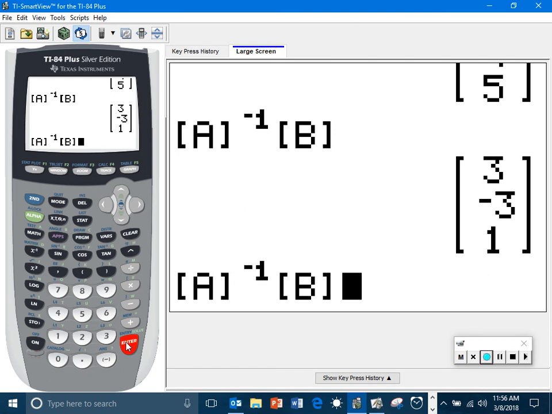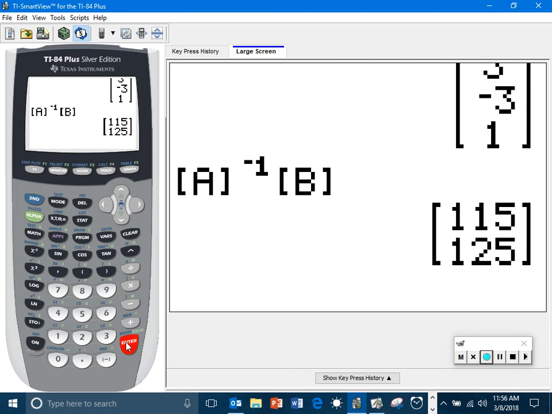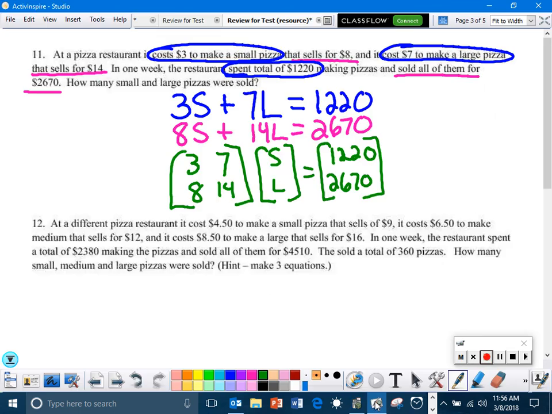And how many did we sell? 115 small, 125 large. Okay, a decimal would not make sense here because you're not going to sell part of a pizza. Okay, it's the whole pizza. All right, next one.